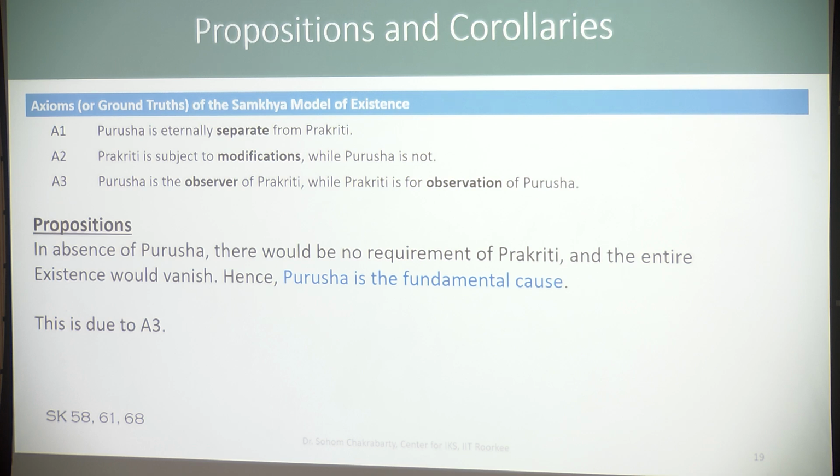Okay. Then we are saying, if Prakriti moves away, whether Purusha will still be there. If Purusha moves away, whether Prakriti will still be there. So if Purusha moves away, there is no need for Prakriti. Because Purusha is there, Prakriti comes for the observation of Purusha. That's why we are saying that Purusha is a fundamental cause, though both Prakriti and Purusha are fundamental for the existence.